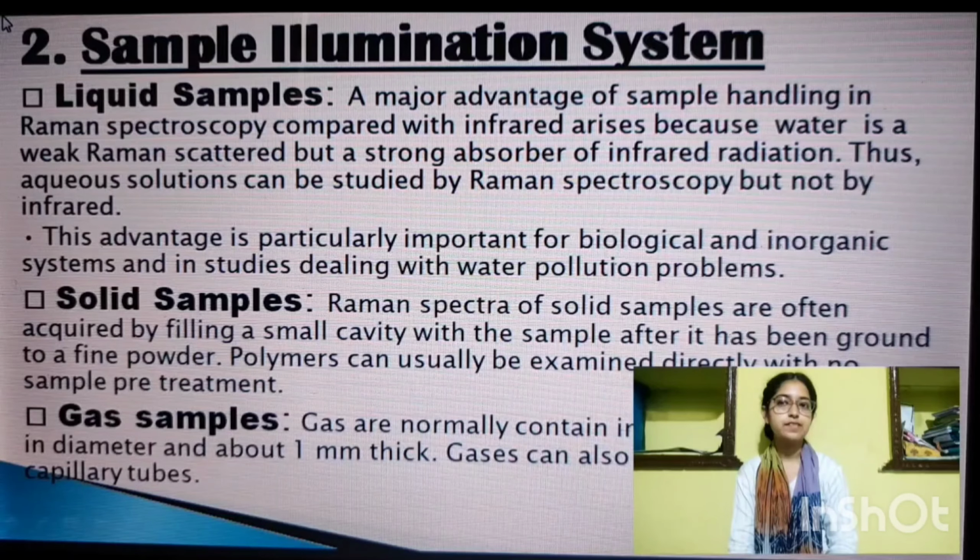Then we discuss the second point, the sample illumination system. Raman spectroscopy works with solid samples as well as aqueous, liquid samples and gaseous samples. So first we discuss the liquid samples.